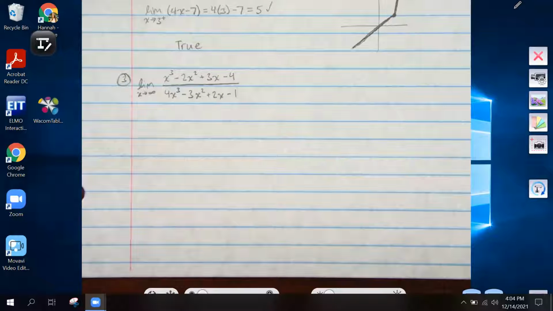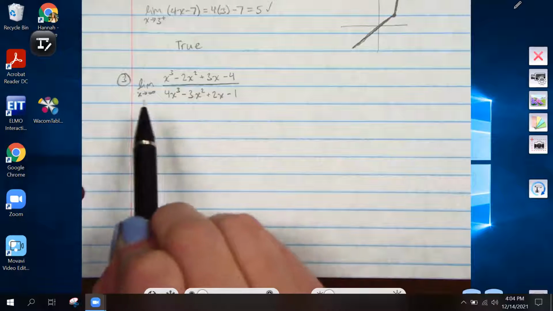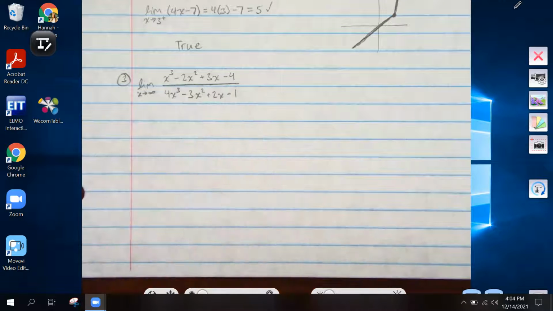Number 3, we're finding the limit as x approaches infinity of this rational function. If you want to use L'Hopital's rule on this, again, that's fine, because the semester test is multiple choice. It won't really matter how you solve the problems as long as you can get the correct answer. So if you want to use L'Hopital's rule, skip ahead in this video and I'll work it that way as well.